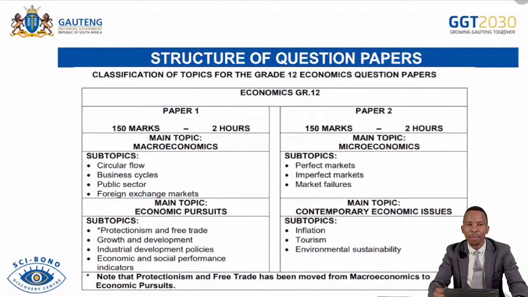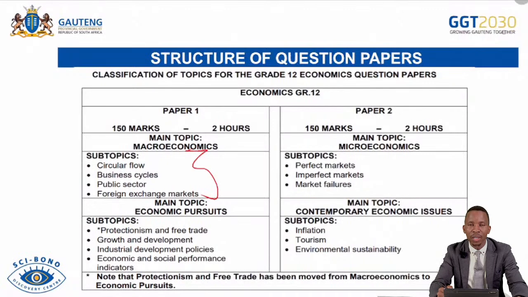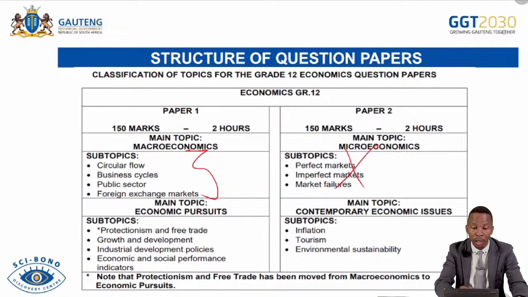And then this is the question paper structure. For now, we'll only focus on term 1, because we are still going to do the preparation for term 2. So for term 1, this is the content that was covered, and this content will appear in your paper 1. Meaning economic pursuit will not appear in this upcoming examination that will be written in paper 1. So you can only expect circular flow, business cycles, public sector, and the foreign exchange markets.